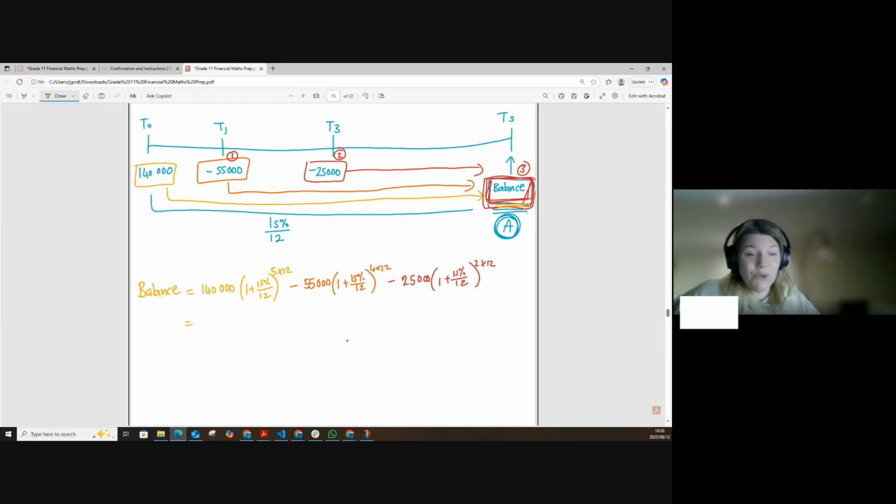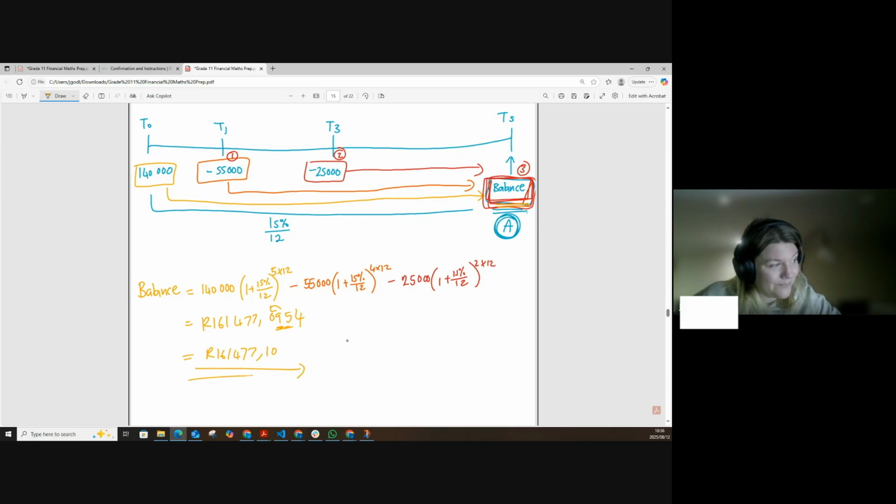And I get the beautiful answer of 161,477.094. Now we have to round it off to 2 decimal places because it is money. This 5 makes this 9 turn into a 1, so it becomes 161,477.10. Who has questions?